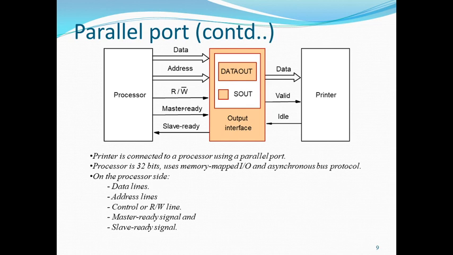Let us now consider an output interface that can be used to connect an output device such as a printer to a processor, which is shown in this particular figure, right? Here, the printer operates under the control of the handshake signals, that is valid and idle signals, in a manner similar to the handshake used on the bus with the master ready and slave ready signals. When it is ready to accept a character, the printer asserts its idle signal. The interface circuit can then place a new character on the data lines and activate the valid signal.